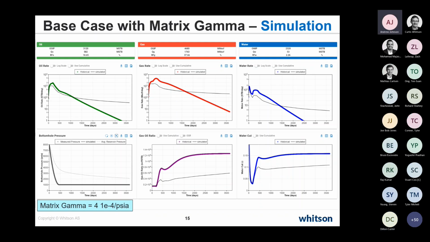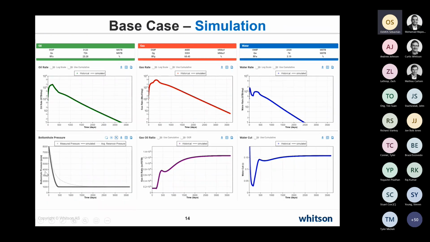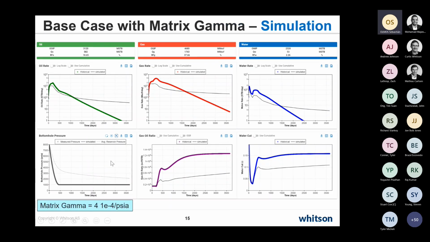Actually, the one that has more depletion with no stress-dependent properties is the one with higher GOR. Higher GOR, sorry. And in this case? Yes, the purple line is from the original case. No stress dependence, so more depletion in the reservoir and higher GOR. Yes. That's what I would expect.